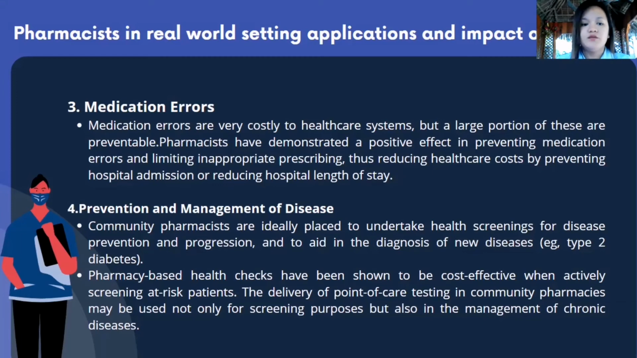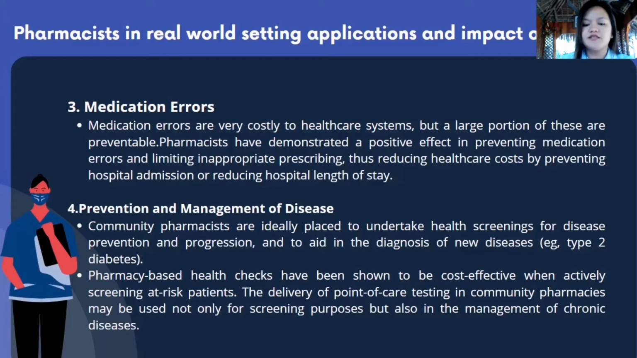Number four, prevention and management of disease. Community pharmacists are ideally placed to undertake health screening for disease prevention and progression, and to aid in the diagnosis of new disease. Example, type 2 diabetes.